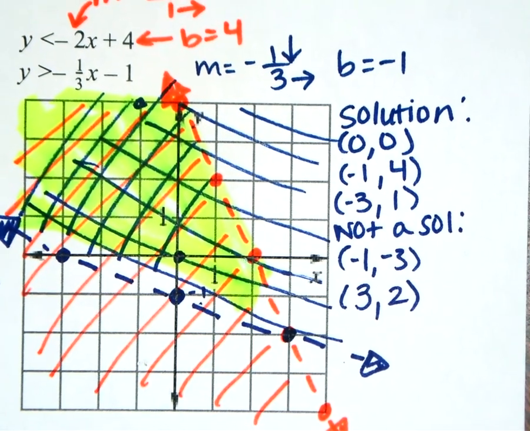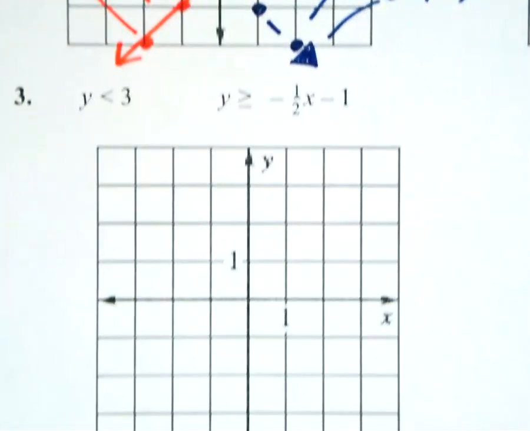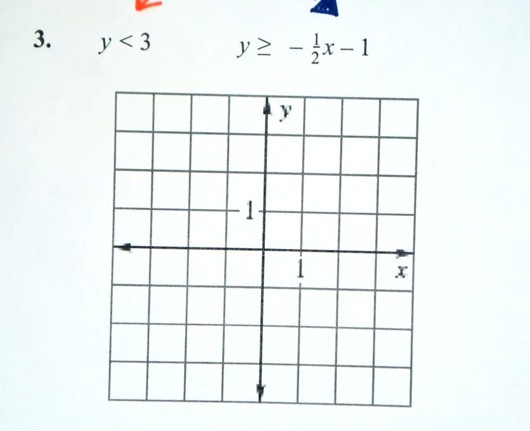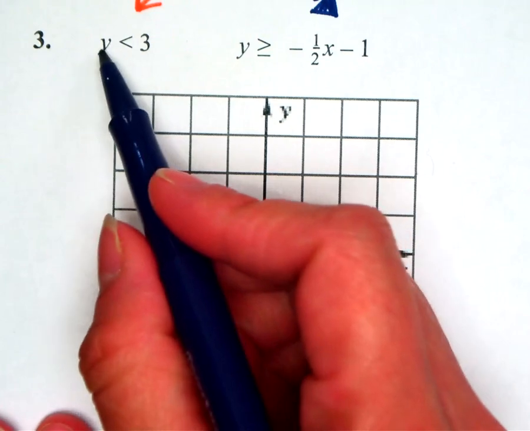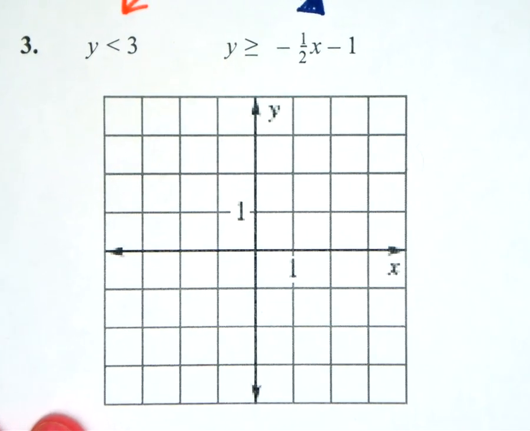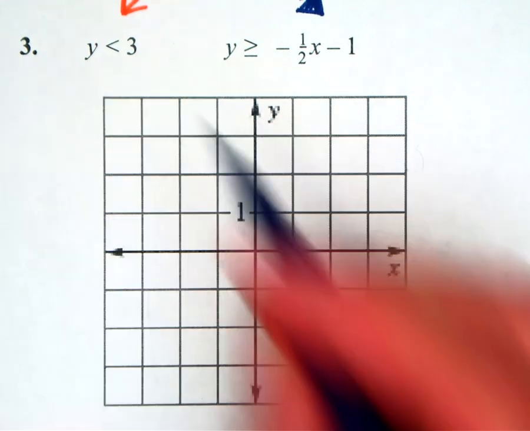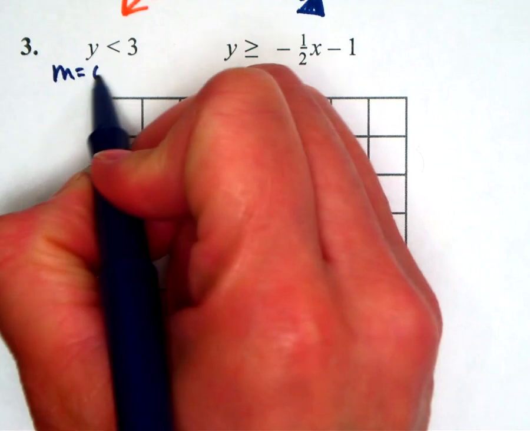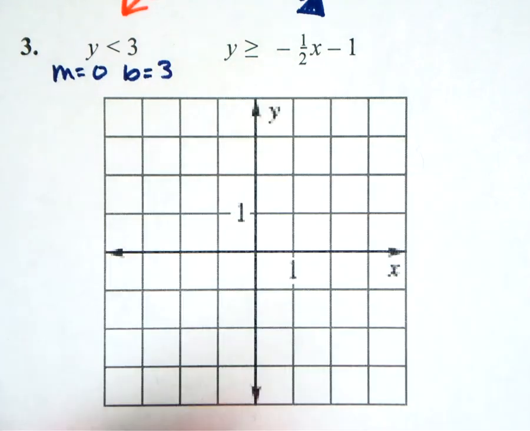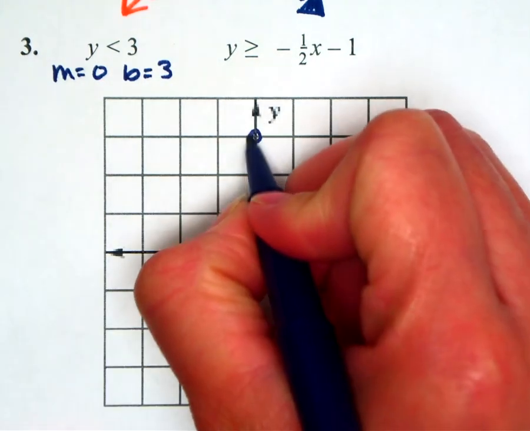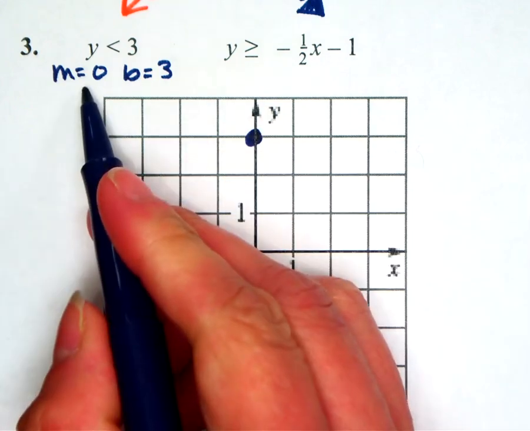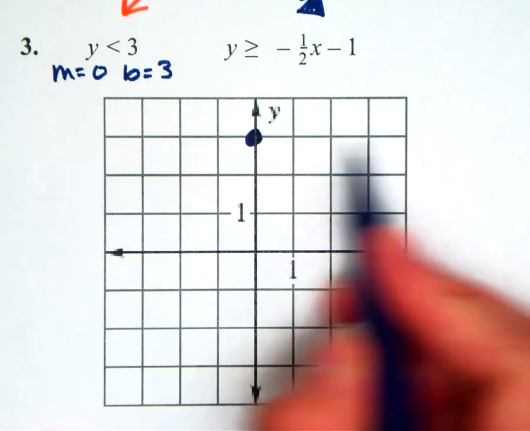Okay, I'm going to move on to my next example. In this example, you have y is less than 3. When you graph an equation with y and a value, you want to go back and remember Hoy Bucks. Horizontal lines have 0 slopes and they are y equals a number. Here, my slope is 0, and b, the y-intercept, is at 3. So I'm going to plot my point at 3. If my slope is 0, this is a horizontal line.